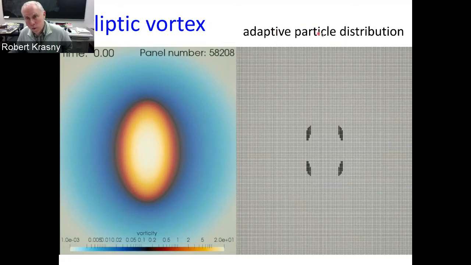We use an adaptive particle distribution. And so at time zero, the scheme detects where the vorticity has a larger variation. And let me show you how this evolves in time.